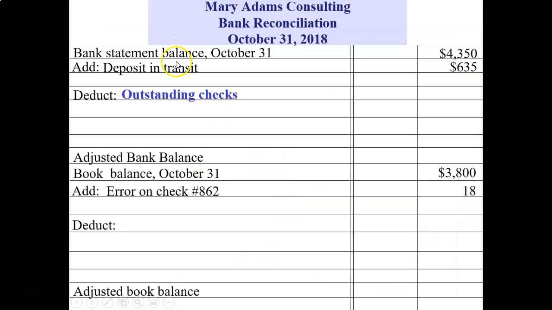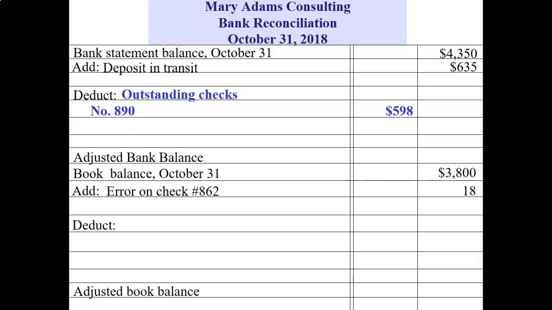They're going to have to go on to the bank side because the bank side doesn't know about them. And they're going to be subtracted, so they're on the deduct section. Now, when we put in the outstanding checks, we're going to put them in by check number. We're going to list each check number and its amount, and then we'll total them up.